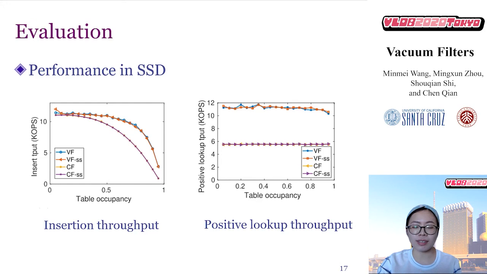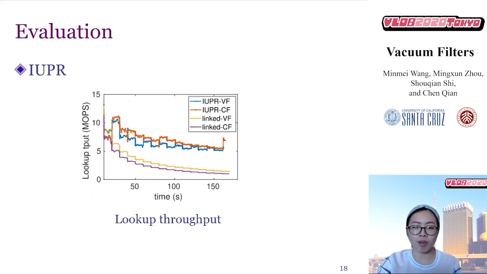These results show that our proposed vacuum filter can achieve better performance compared to other MQ structures. More experiments are in our paper. Please refer to the paper. We also evaluate the performance of our proposed IUPR method. This figure shows the lookup throughput of the system with the IUPR method compared to the system without the method. We can find that with periodical reconstruction, the system can achieve a better lookup throughput because the structure is in its optimal condition to provide better lookup performance.